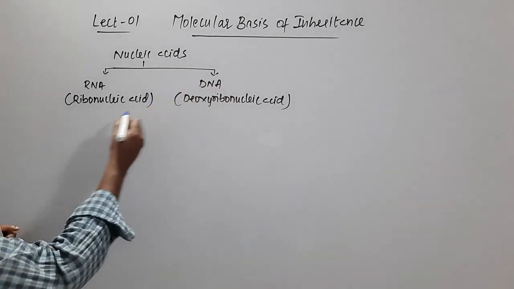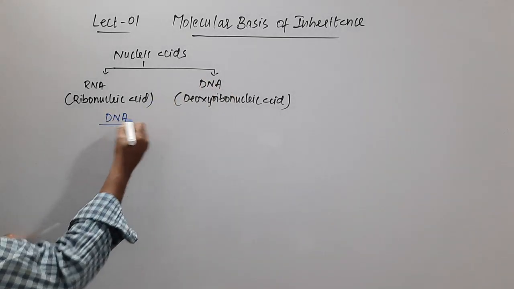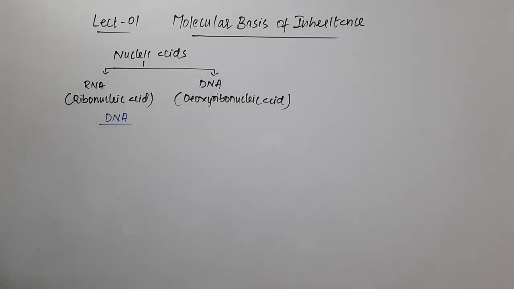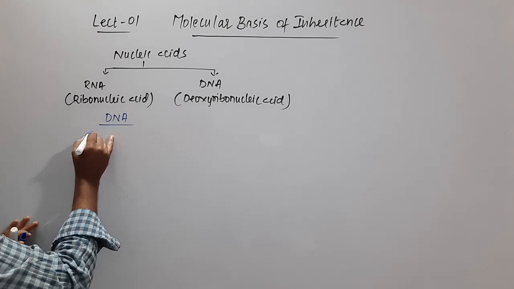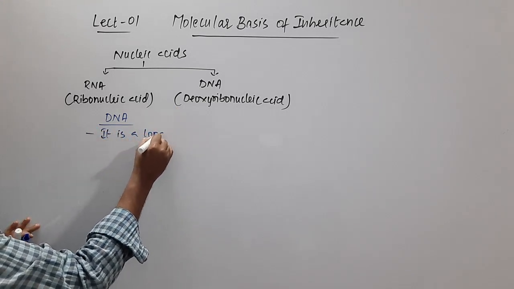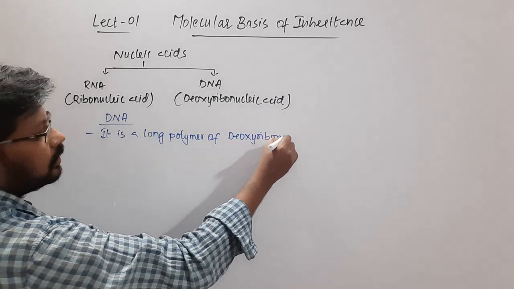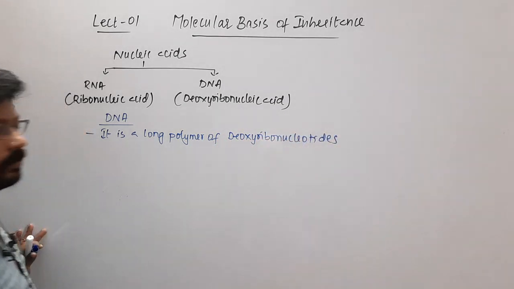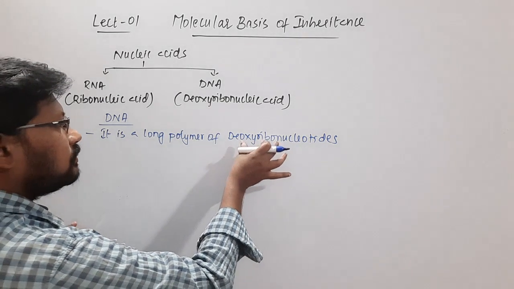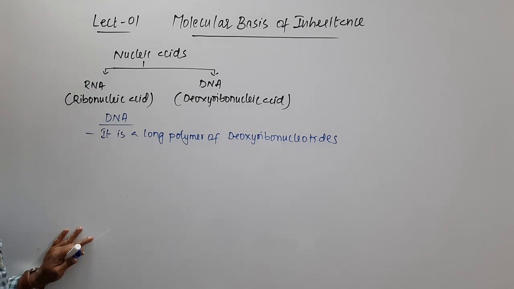So here let's look at DNA, the deoxyribonucleic acid. DNA is a long polymer of deoxyribonucleotides. Don't worry, I'm going to discuss in detail what these deoxyribonucleotides actually are, and their structure and everything we will see in detail. So DNA is a long polymer of deoxyribonucleotides.